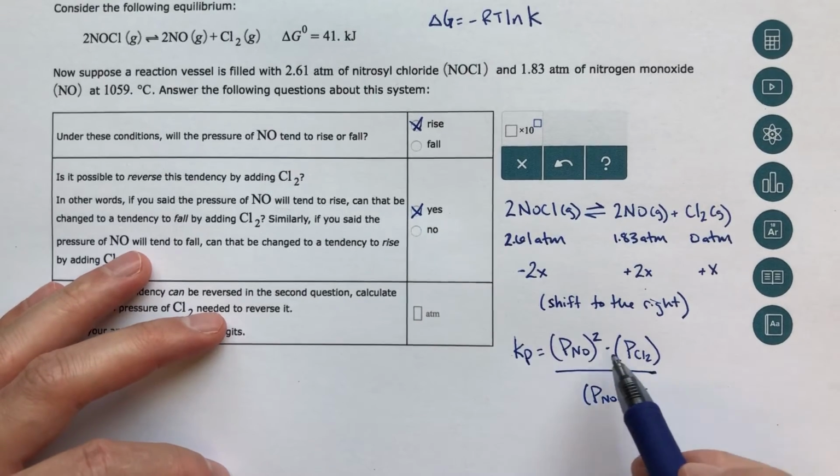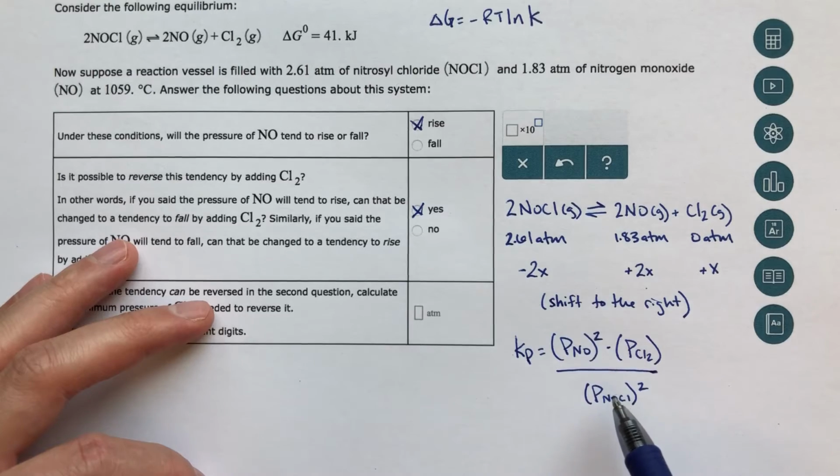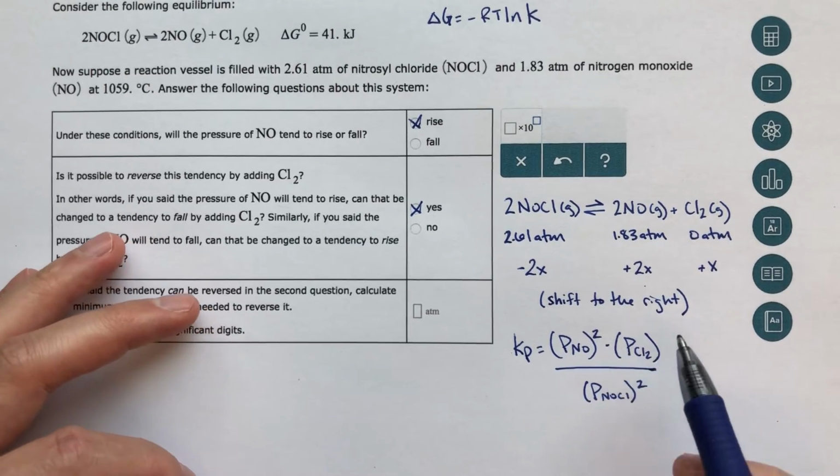So now we need to figure out what the value of this Kp is. We've got some of this information. I've got this atmosphere here, I've got this atmosphere here. This is what we're going to end up solving for.